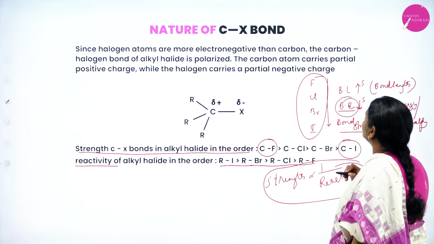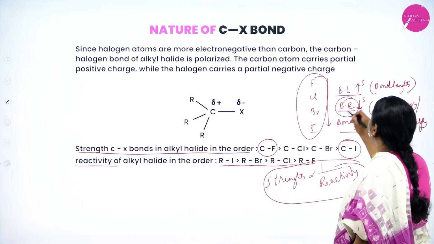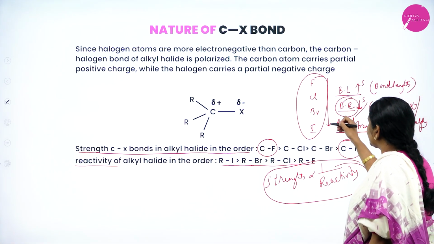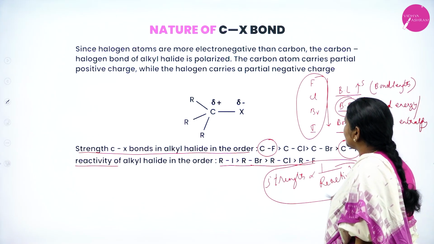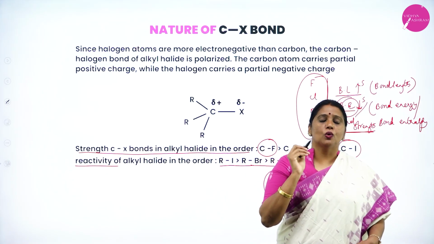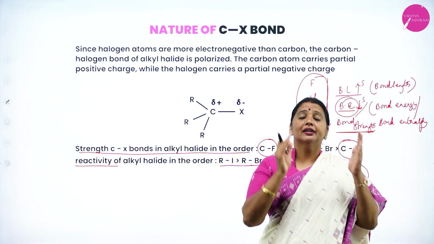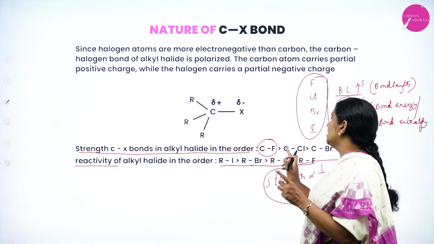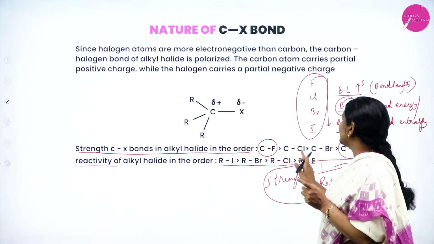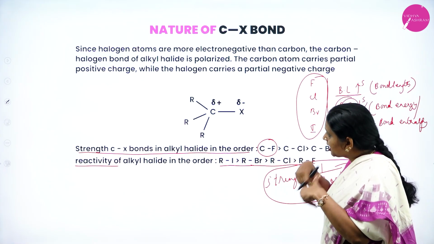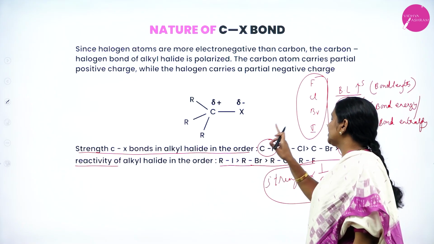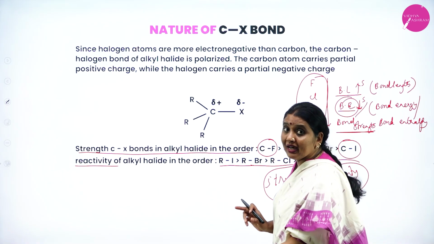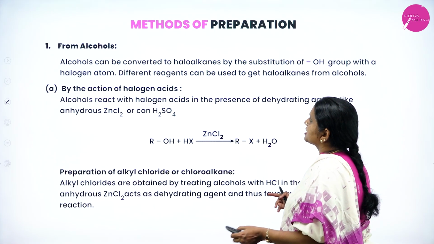So, down the group, bond length increases, bond energy or bond strength decreases. Strength and reactivity are inversely proportional. Therefore, the order of strength of CX bond is CF greater than CCl, than CBr, than CI. Order of reactivity is RI is more reactive than RBr, RBr is more reactive than RCl, RCl is more reactive than RF. This is about nature of CX bond.